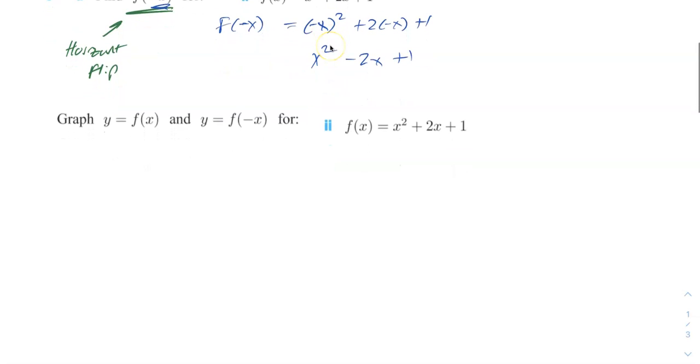Next one, they actually want you to graph the two. So remember, we don't do a special graph, just do a basic graph. And the easy way to find the basic graph is to find the vertex. So x equals negative b over 2a. Or you can factor it too. That works.